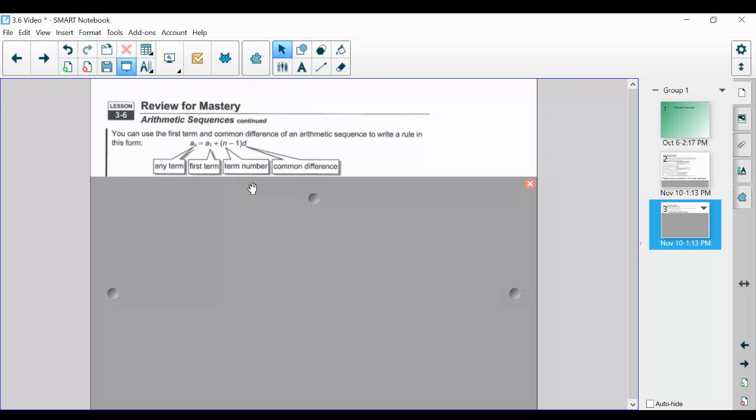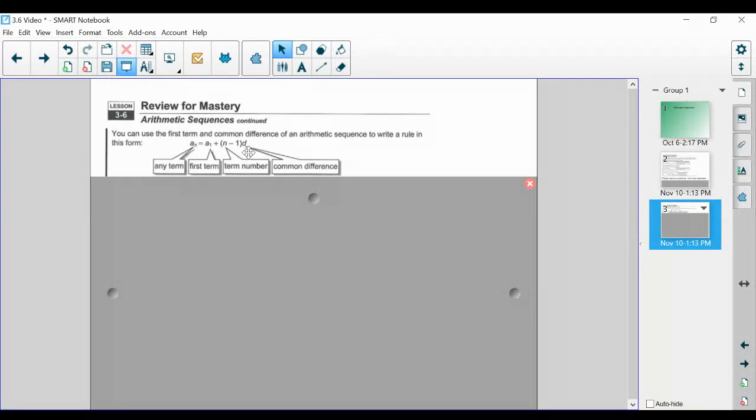n is the term number that we are trying to find. So if we were trying to find the 10th term, well, that n would be replaced with 10. We're subtracting 1 because we're already accounting for the first term. So if we're trying to find the 10th term, we already have the first term listed, so we want this overall value in the parenthesis to be 9 because we have 1 term plus 9 terms.